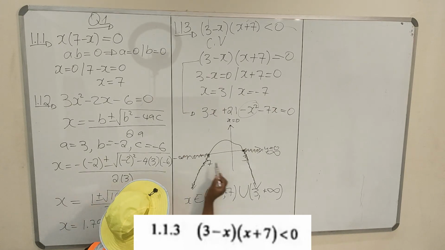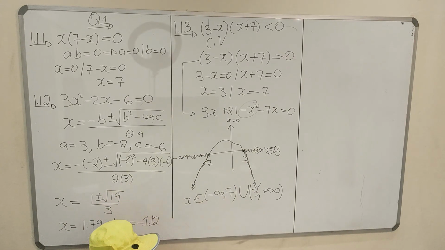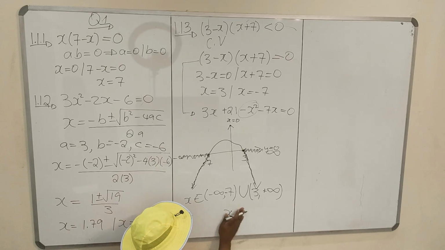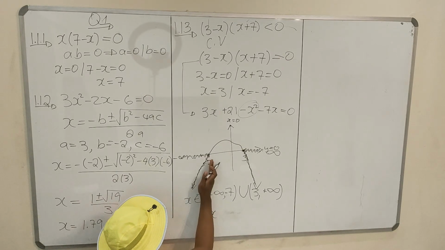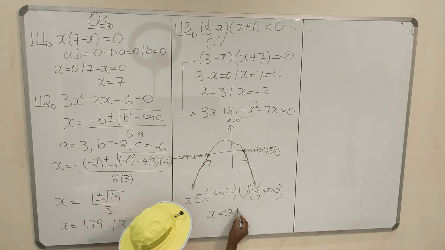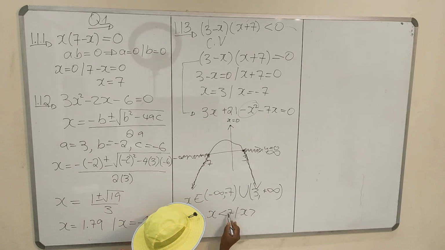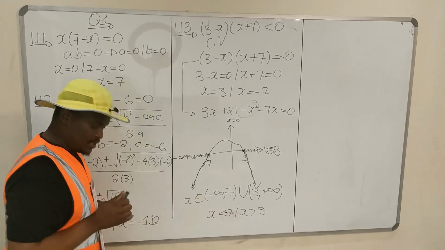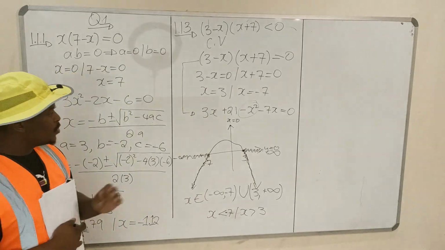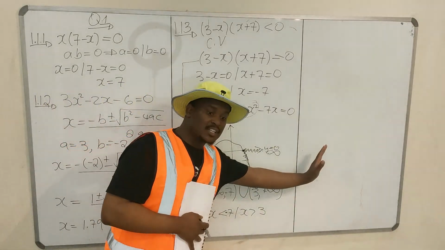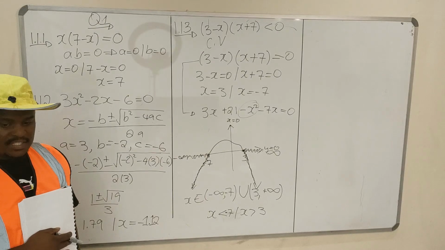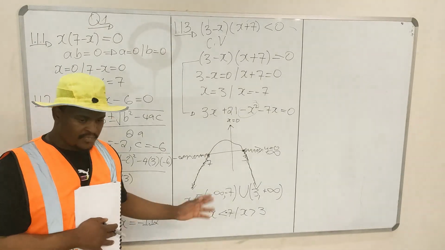So it's this interval and that interval. Or one would say x is less than minus 7, or x is greater than 3. It is the exact same thing, because these x values are strictly greater than 3, and the x values on this side are strictly less than minus 7. So you can write this or that.